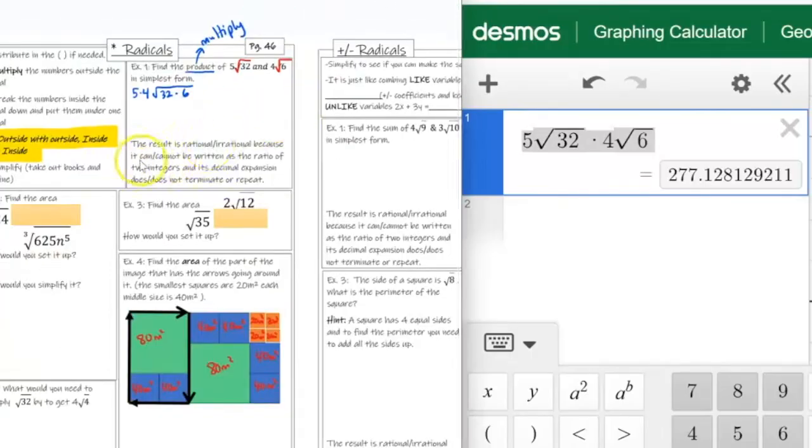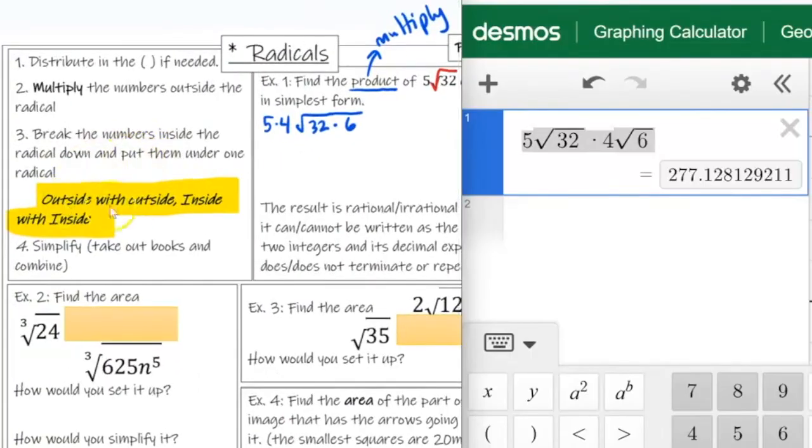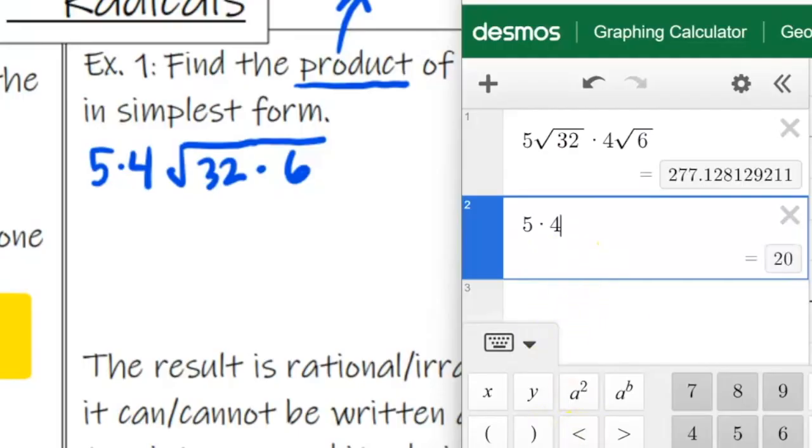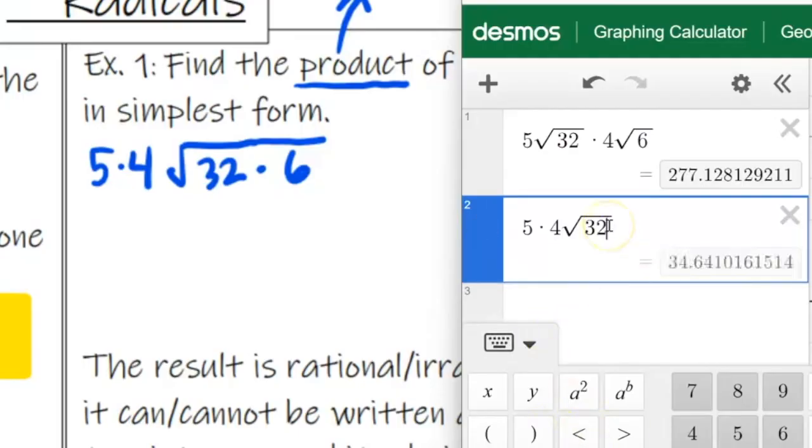After that, you just break it down like you did in the previous. Outside with outside, inside with inside. We're going to check this step by step because actually I forgot to show you in the previous videos. I mentioned it, I just didn't show you how. We're going to check every step to make sure that it makes sense. So again, do my numbers match? Yes. So me doing this has not changed the question. All right. So anytime you're multiplying radicals, again, outside with outside on the outside, inside with inside on the inside.